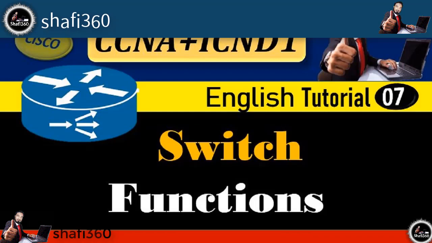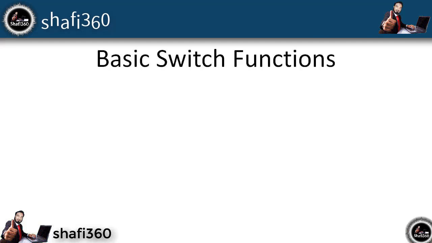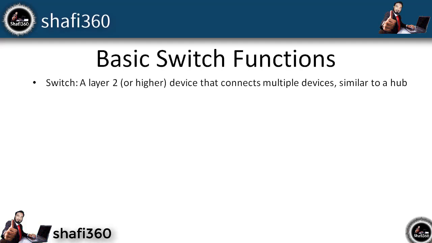So in this video we're going to talk about basic switch functions, or as I put in the outline, switches. How do they work? First, a bit of review, like I tend to do at the beginning of these deeper concept videos. A switch is a layer 2 or higher device that connects multiple devices similar to a hub. For the purposes of our discussion, we're only going to talk about layer 2 functionality in a switch.